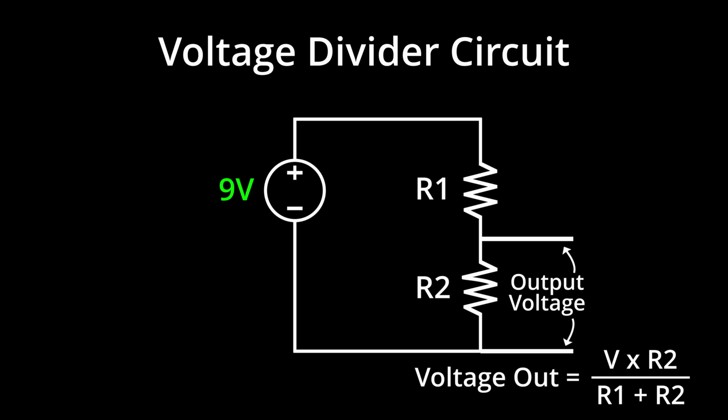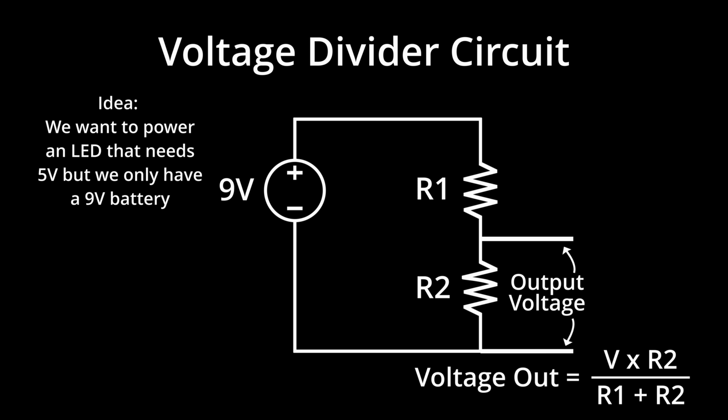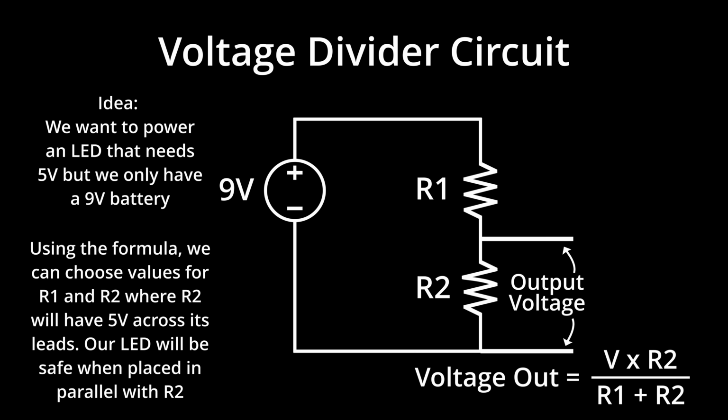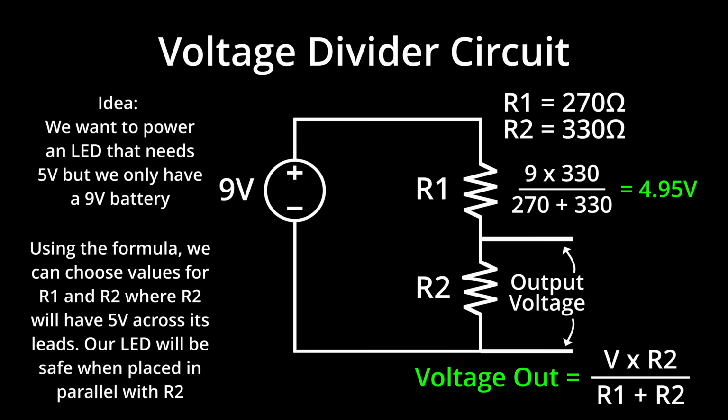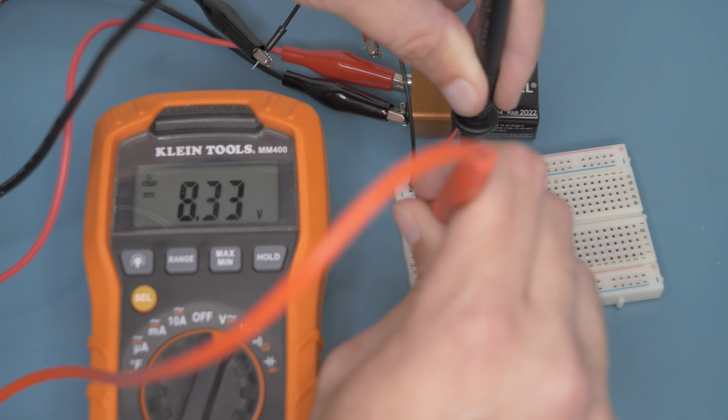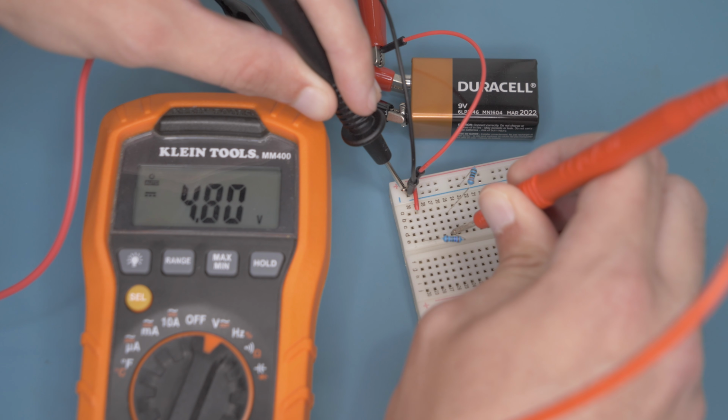Suppose we have a 9-volt battery, and we want to power an LED that requires 5 volts. 9 volts will overwhelm and damage the LED, so we need to reduce the supply voltage by 9/5. We can do so by putting two resistors in series, where R2 is 5/9 of R1 plus R2. I'll choose 270 ohms for R1 and 330 ohms for R2. Now, if we put an LED in parallel with R2, it will effectively have 5 volts across its leads, and the R1 resistor will be limiting the amount of current passing through the LED to a safe level like we did before. Voltage dividers are genuinely useful in electronics. They are not uncommon to find uses for.